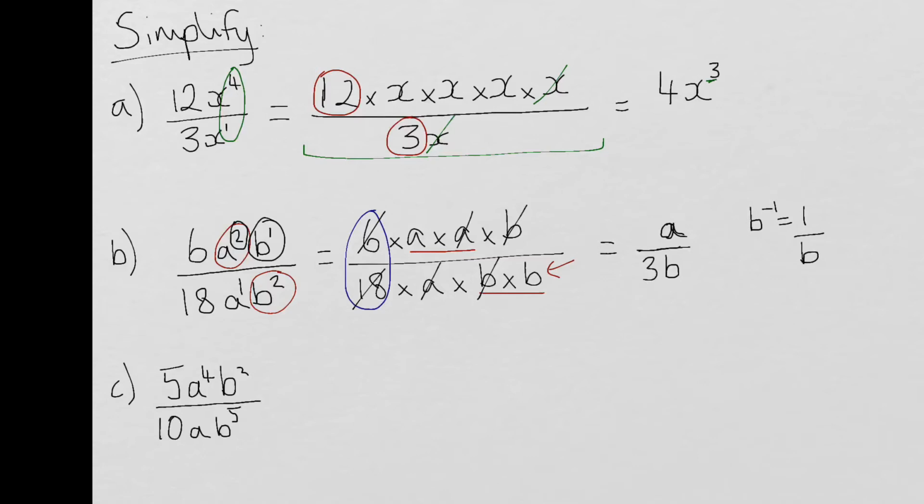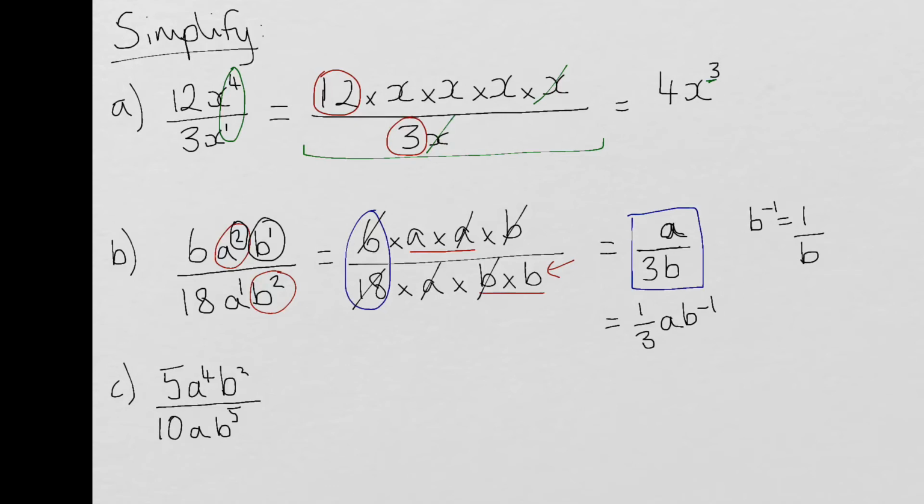You could have had 1/3 a and b to the power of minus 1. That would have been another acceptable way to write this, but that's a lot more difficult. So for the time being, you can leave your answers as we've got here, a over 3b.